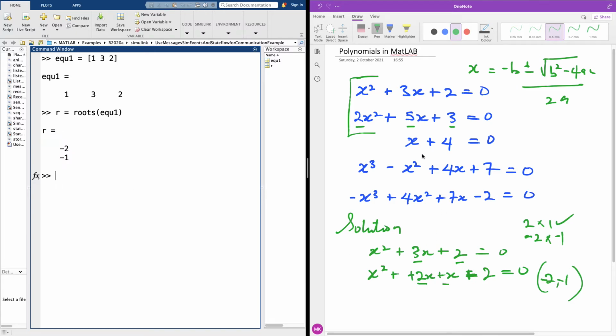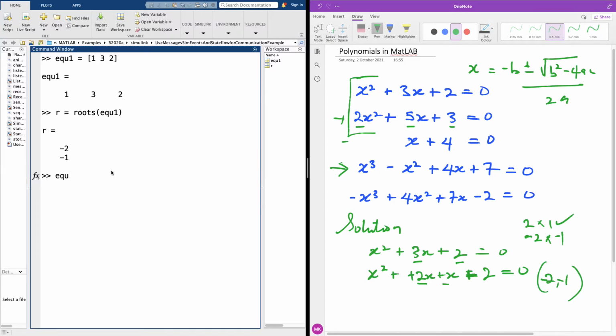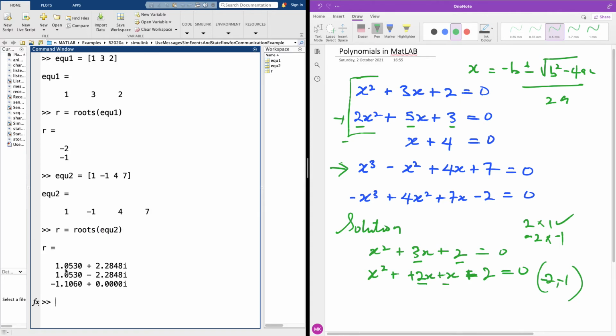Let's do the same thing this time for number 3, for this very one here, and I'll allow you to do this one and the remaining one. In this case, I'm going to call it equation 2 is equal to, we have 1, we have minus 1, we have 4, and we have 7, and I'm going to close it up. Now I'm going to calculate the roots. r is equal to roots of equation 2. And this is going to be the answer. In this case, we have a complex number root. So this equation has a complex root.